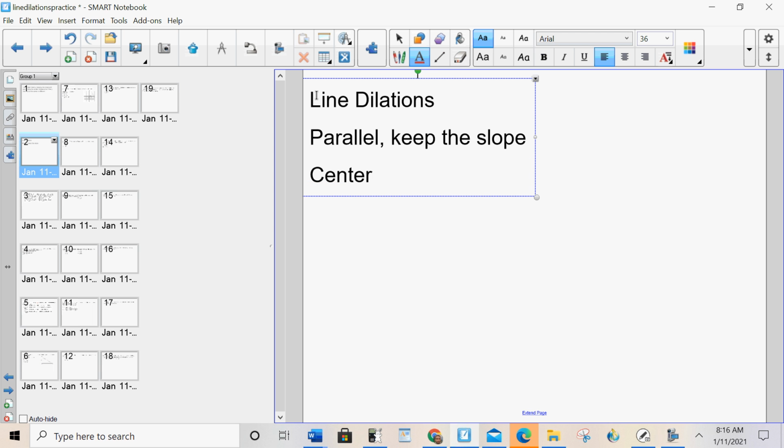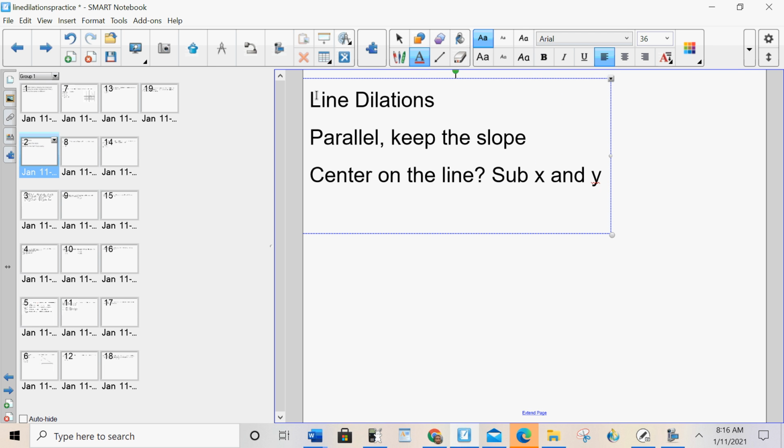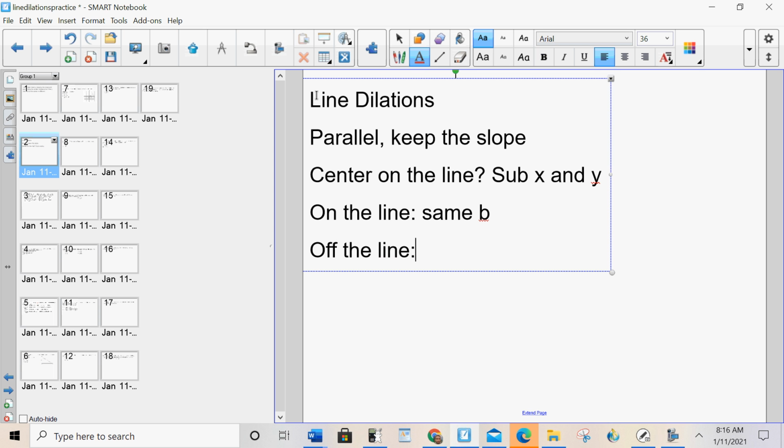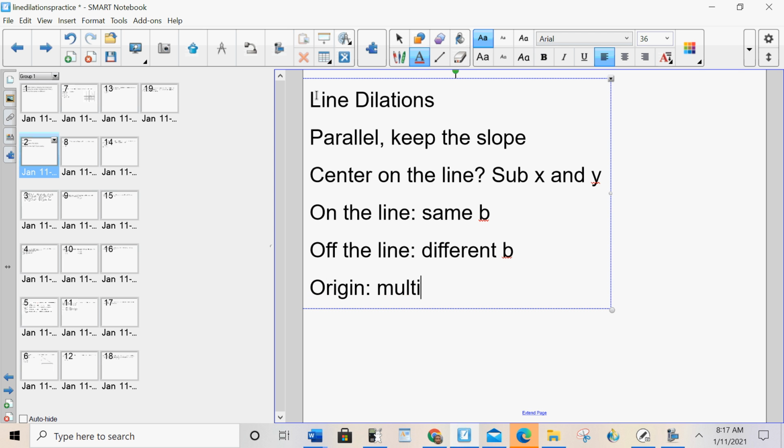Next, we want to determine if the center is on the line. To do that, we're going to sub x and y. Once we do that, if it's on the line, same b. If it's off the line, different b. And then the final circumstance, if it's origin, you don't have to go through that procedure. You don't have to determine if the center is on the line. If it's origin, you're multiplying scale factor and b. So we'll refer back to these notes as we go through here.